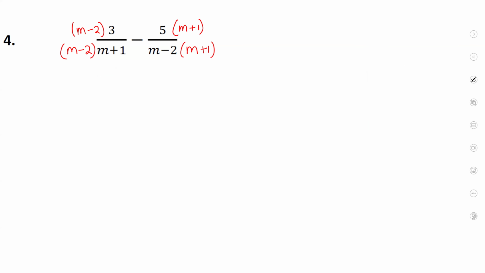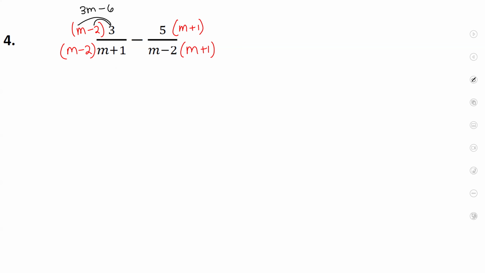Okay, now we have successfully gotten the same denominator. Let's evaluate this. I'm going to multiply these parentheses out. What's 3 times m? 3m, thank you. What is m times negative 2? Negative 6, thank you. So that's the first one.